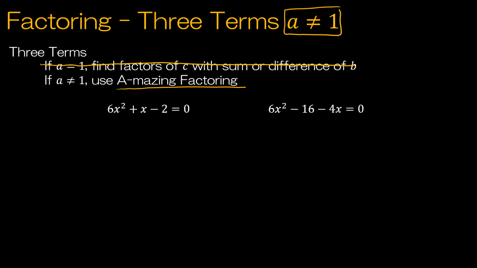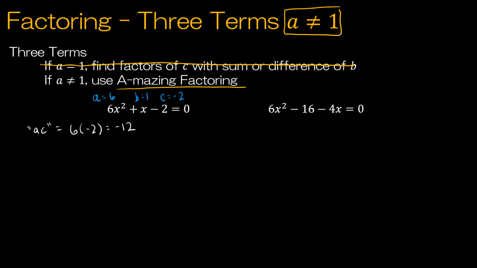What we're going to do for amazing factoring is we're going to look at a, which in this case is 6, not 1, b, which in this case is 1, and c, which is negative 2. We're going to start by finding a times c. So in this case, 6 times negative 2, which is negative 12. So kind of like what we did before when we said, let's look for numbers that multiply to c, now we're looking for numbers that multiply to ac.